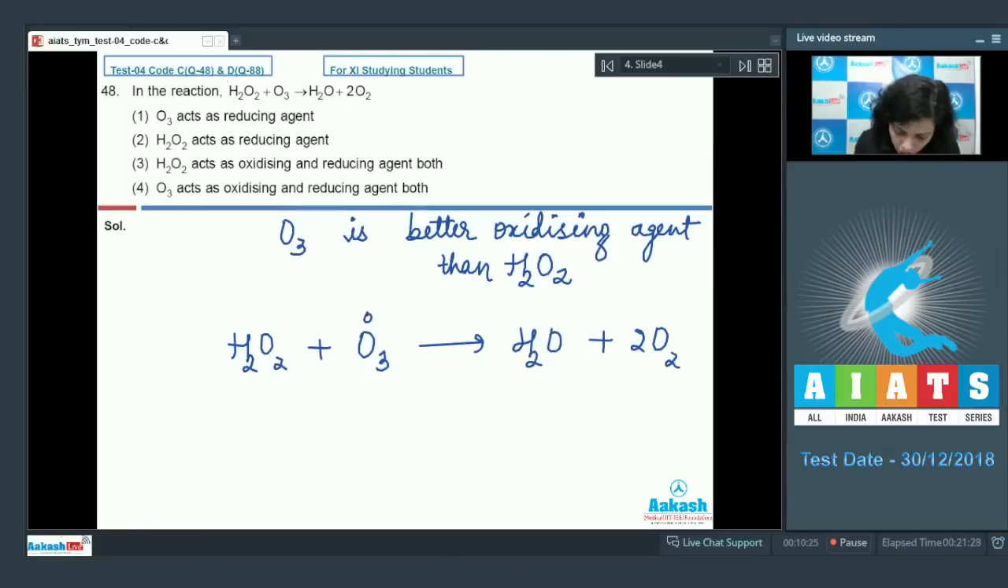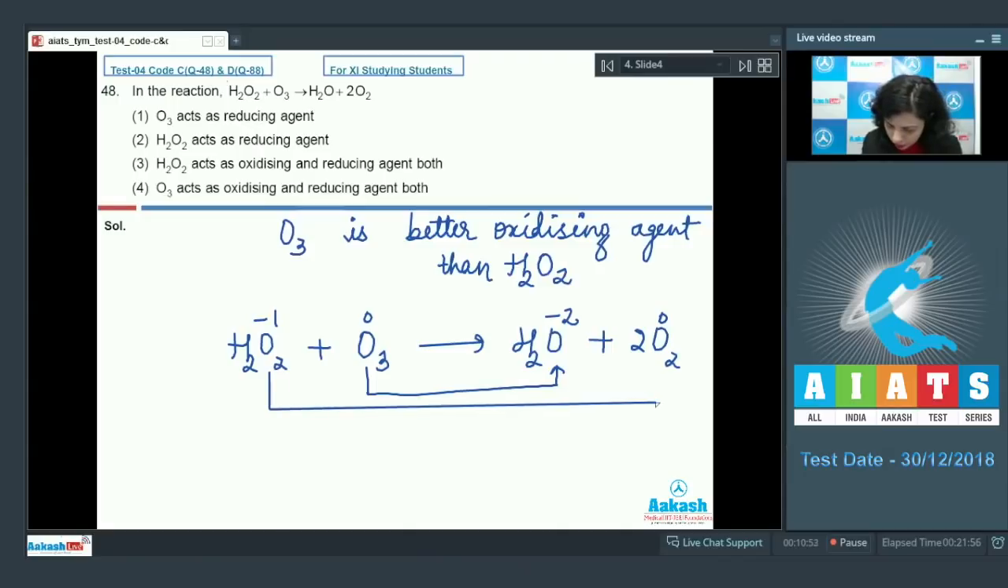Now let's write the oxidation number. 0 for these two cases. Now here is -1 and this is -2. In this case, the oxidation number of this ozone is getting changed into -2 from 0, while if we check the other one, in this case, it is getting changed into 0 from -1.